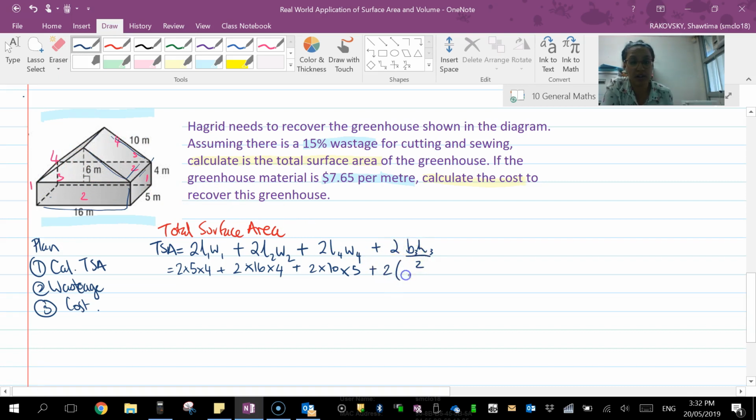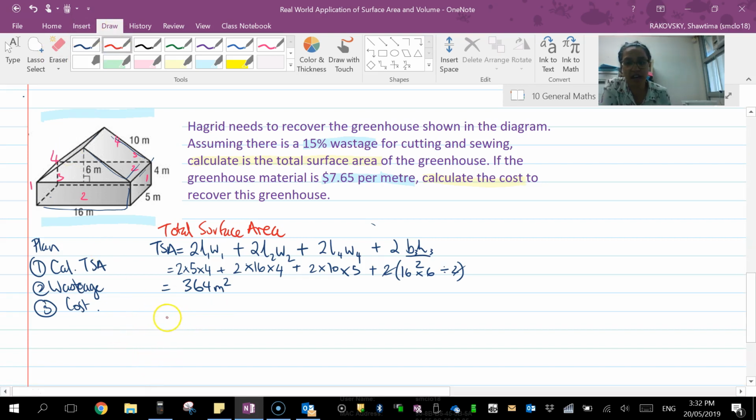So 2 bracket 3, our base is 16 times 6, which is the height, divide by 2, and those 2 will negate each other. So my answer for my greenhouse is that the greenhouse area is 364 meters squared.